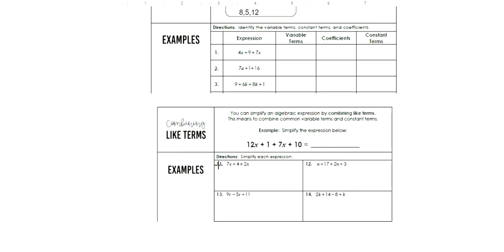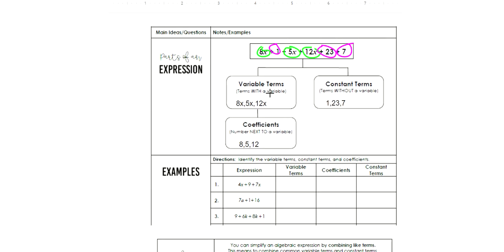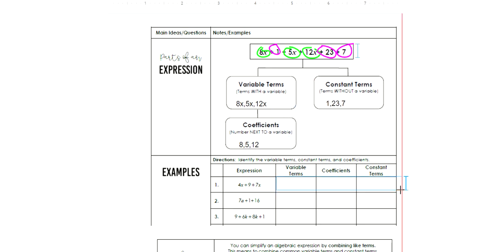So here we have some examples of the constant terms and the variables. So it says write your variable terms. So your variable terms are the ones with an x. So that would be 4x, 7x. Coefficients are the ones that are the number next to a variable. So that would just be 4 and 7. And constant terms are all by itself. So 9 is all by itself, so that would be your constant term. Okay, you can pause it and try 2 and 3, but I'm going to go through those also.